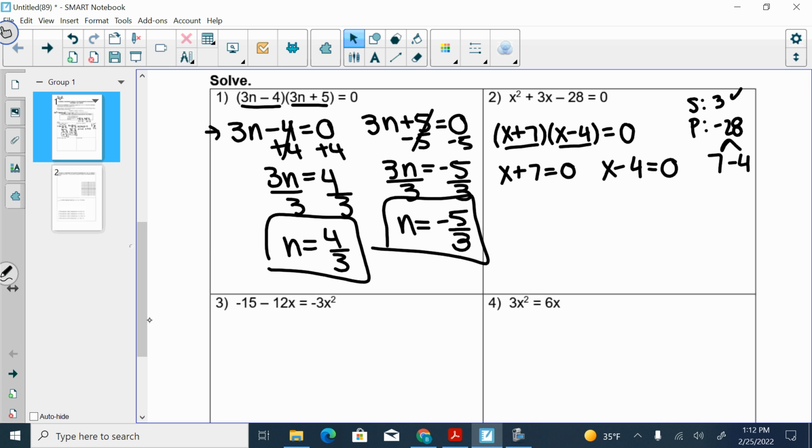Very good. So how would I get x by itself on this first one? Okay, so I end up with x equals, very good. Okay, what do I do to solve this second one? Very good. And 0 plus 4 is just, so we end up with x equals, okay. So did we get our two solutions? All right.